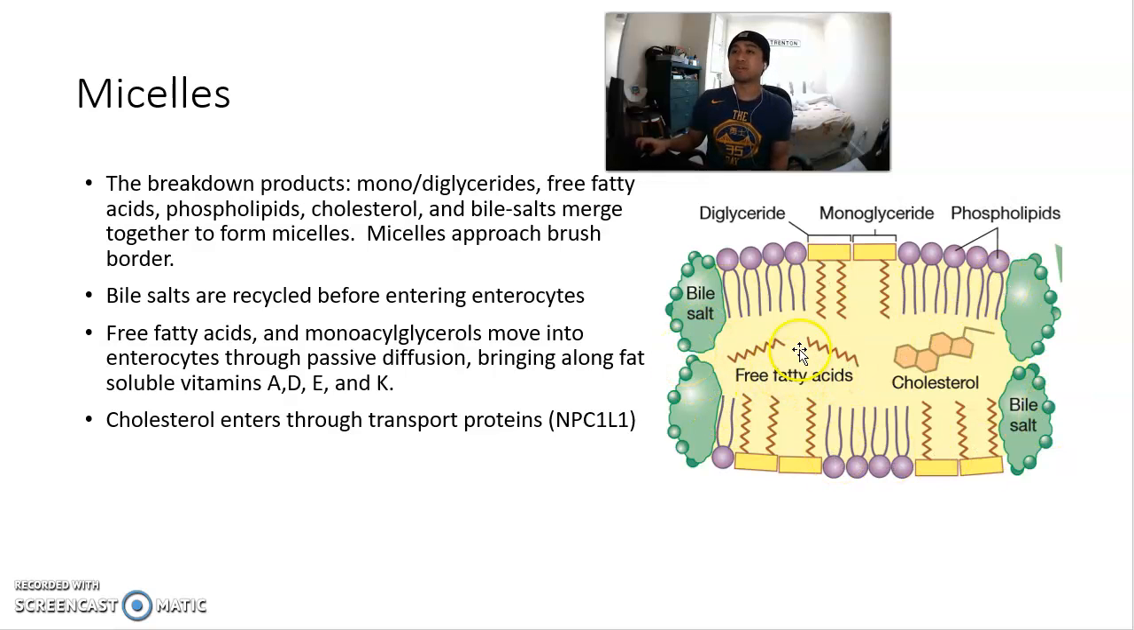So as it moves forward towards the enterocyte, the bile salts will be recycled, and all the breakdown product will move into the enterocyte through passive diffusion because they are lipid soluble. And they will bring along the fat soluble, or lipid soluble, vitamins A, D, E, and K. Actually, recently we found out that cholesterol does not move through passive diffusion. It actually moves through a transport protein called NPC1L1.